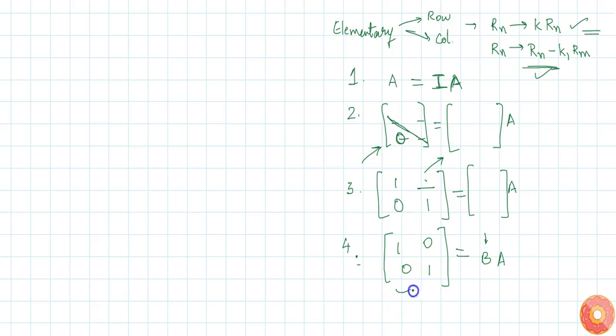We can see that this is the identity matrix. So we got B times A is equal to the identity matrix, and we also know that A inverse into A is the identity matrix. This is the property of the inverse. So this means that B is equal to A inverse. In this way, we can find the inverse of any square matrix by elementary row operations.